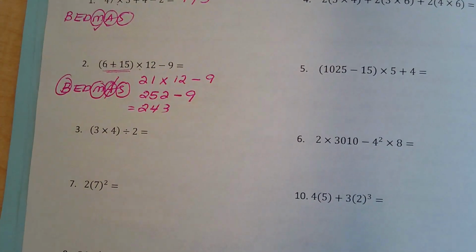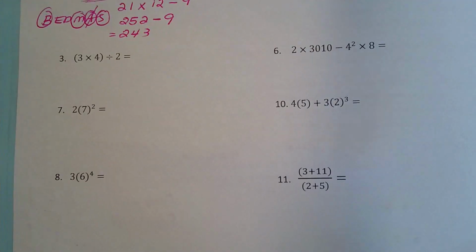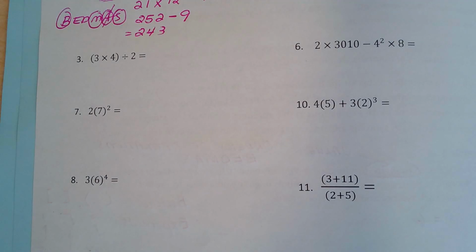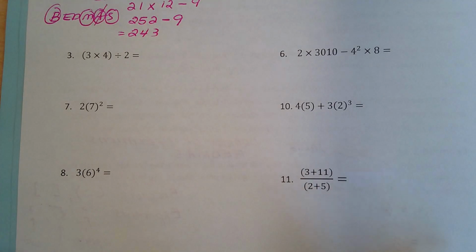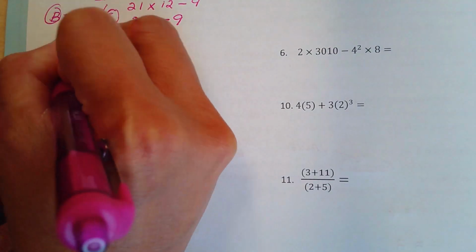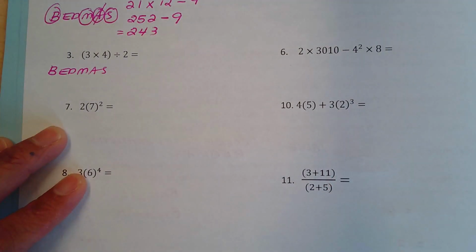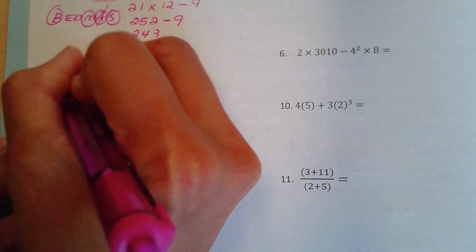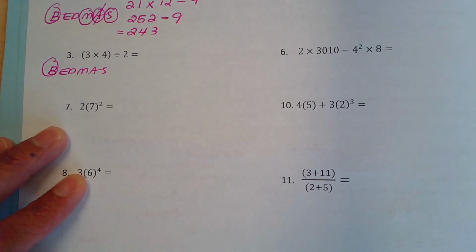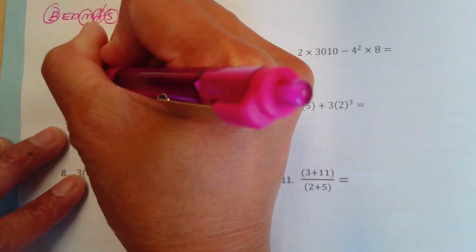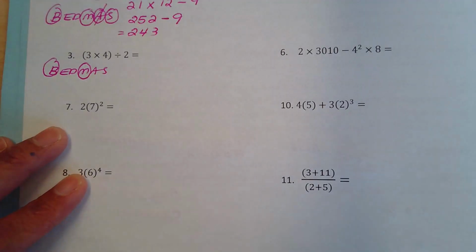Awesome. Okay, now let's take a look at number 3. Everybody got 243? Yes. Next one. Which operation do you see in here? I'm going to put BEDMAS all the time. What operation do we see? Brackets. We see brackets. What else? Multiplication, yes. And division.